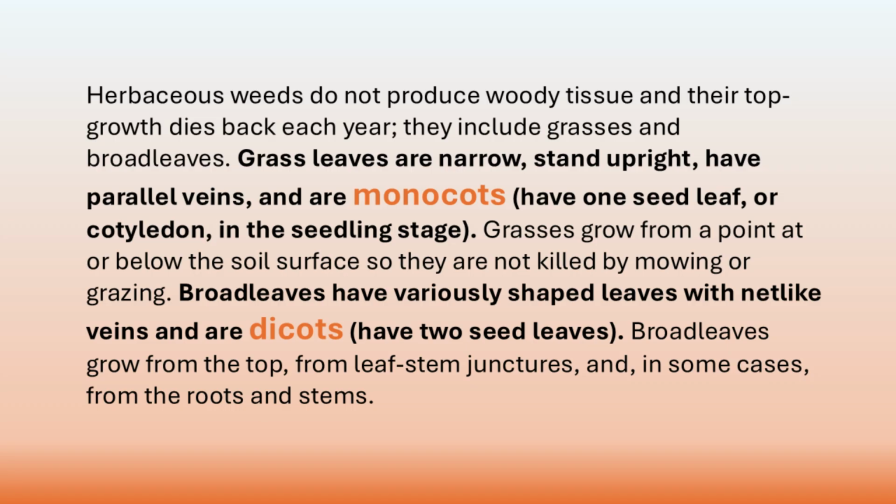Grass leaves are narrow, stand upright, have parallel veins, and are monocots, having one seed leaf, or cotyledon, in the seedling stage. Grasses grow from a point at or below the soil surface, so they are not killed by mowing or grazing. Broadleaves have variously shaped leaves with net-like veins and are dicots, having two seed leaves. Broadleaves grow from the top, from leaf-stem junctures, and, in some cases, from roots and stems.